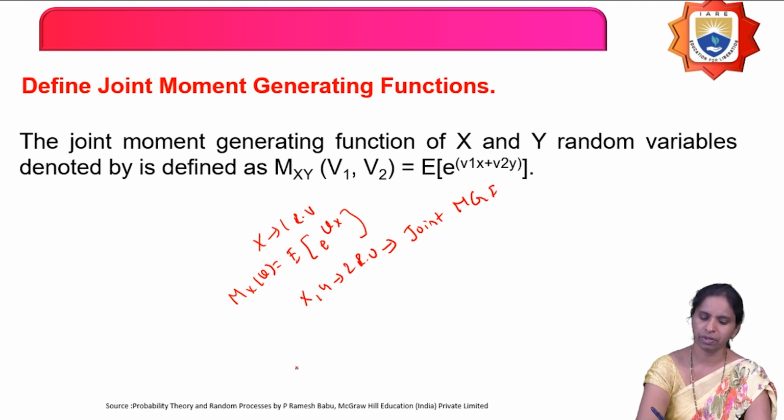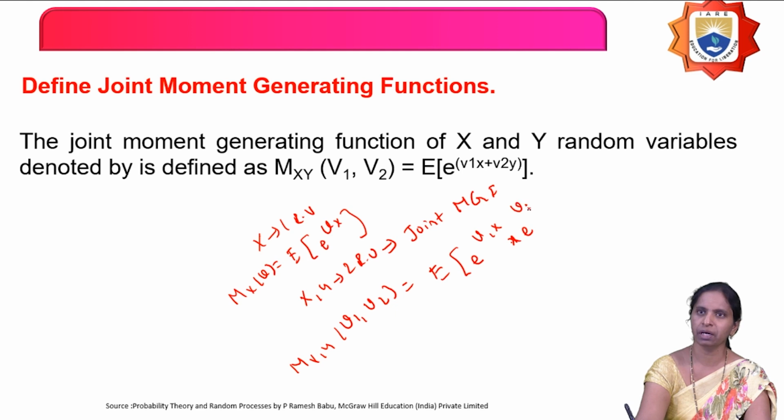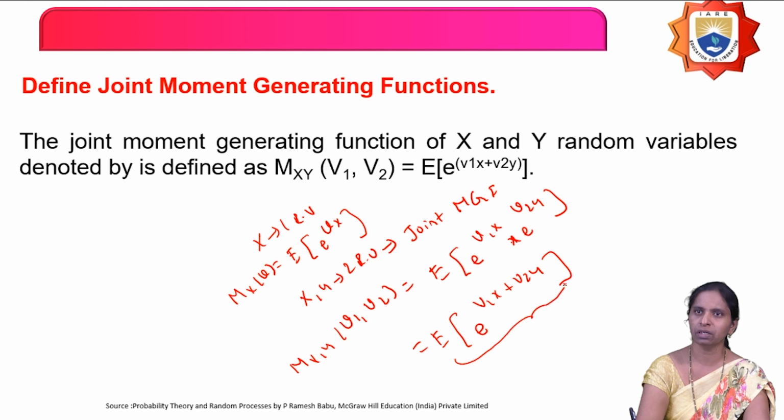And it is given by Mxy of v1 comma v2 is equal to the expectation of e power v1 x into the expectation of e power v2 y. We can write this as the expectation of e power (v1 x plus v2 into y). So this is the definition of the joint moment generating function of two random variables x and y.